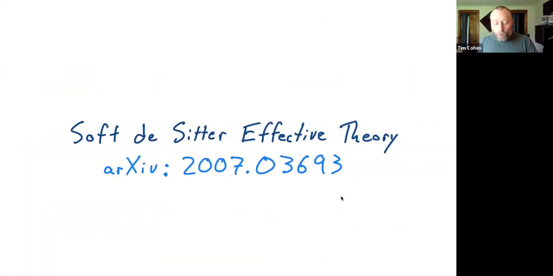Okay, so how are we going to actually calculate these things in perturbation theory? This comes back to the formalism that Dan and I developed a couple of years ago, which we call the soft de Sitter effective theory. This is complementary to the more famous effective theory of inflation. It basically applies in the limit that the wavelengths become small compared to Hubble.